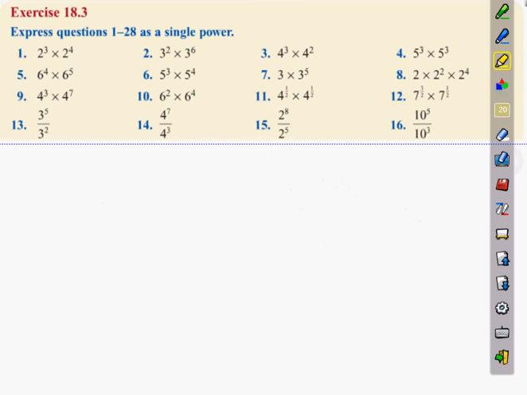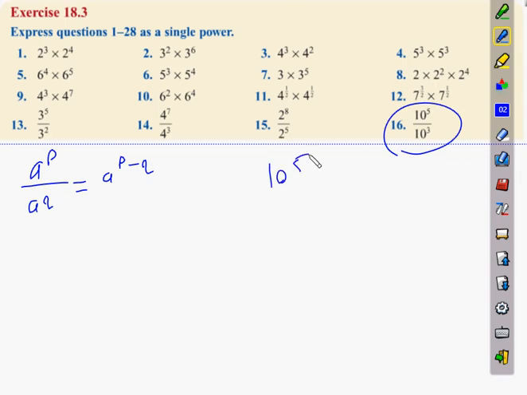And the rule is A to the P divided by A to the Q equals A to the P minus Q. Using this question here, 10 to the power of 5 divided by 10 to the power of 3. Oisin, what's the A value? The A value is the big number.